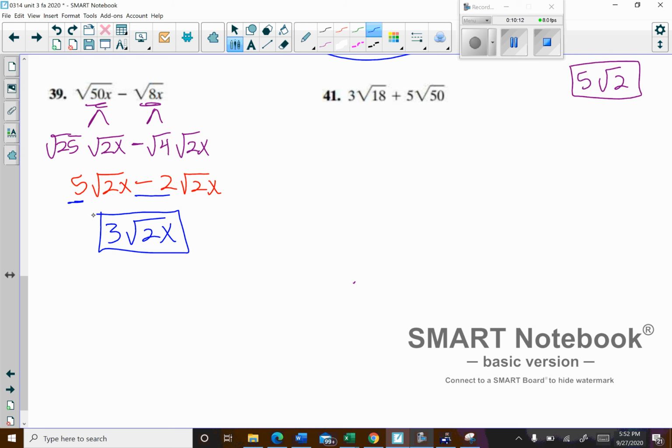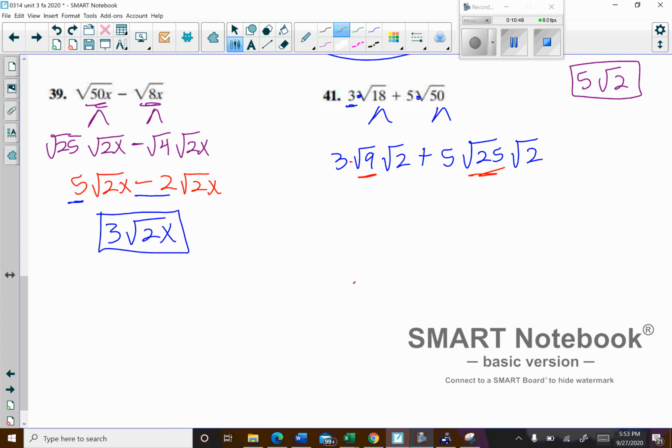Okay, on 41, our last one here, pretty much the same as 39. The only difference is I do have a 3 out in front. So remember that's 3 times square root of 18 plus 5 times the square root of 50. I do need to somehow break both of those up. The square root of 18, I can break up into a 9 and a 2. And the square root of 50, I can break up into a square root of 25 and 2. Now I can go ahead and simplify both of those right there.